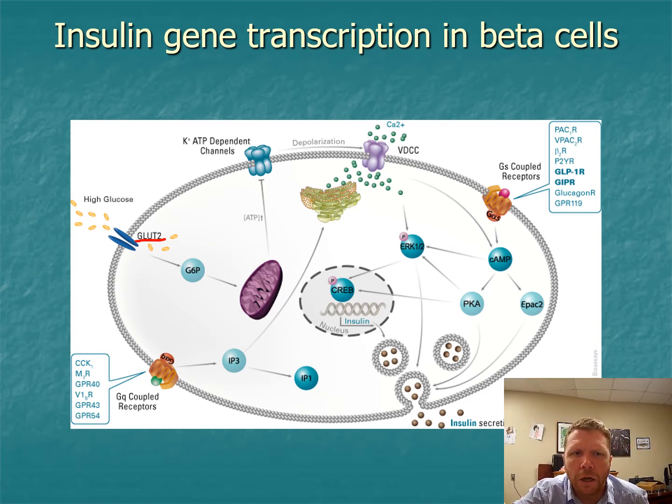Okay, so let's look at this. In this corner, we've got high glucose concentration. GLUT2 is going to open up and bring individual glucose molecules in. Those glucose molecules will be processed and they will make a molecule known as glucose 6-phosphate.